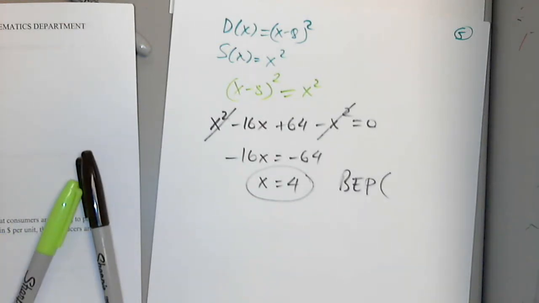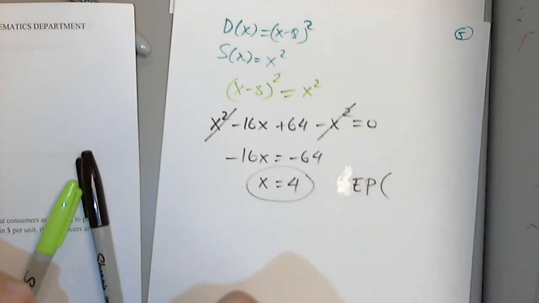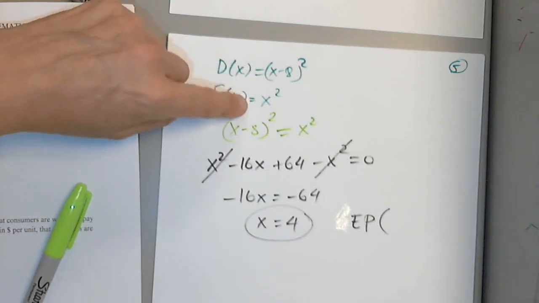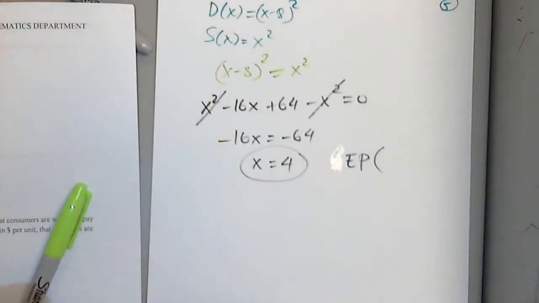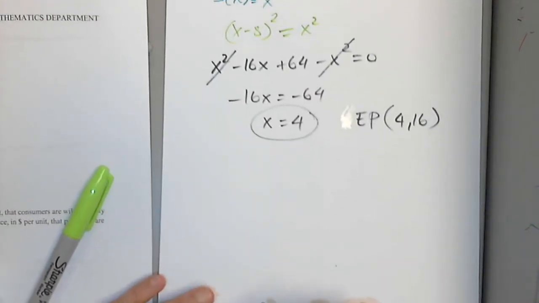4 comma something. So it's not a point if I only have x. So it's 4 comma what? 16. Exactly. Because you plug it in either one, doesn't matter. So 4 squared is 16, indeed. So 4 comma 16. So now remember two formulas.